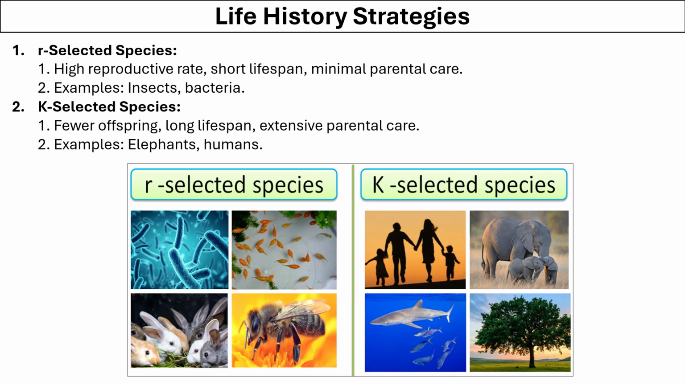The K-selected species are those that produce fewer offspring, for example human beings, but they have a longer lifespan and they have to give more parental care because there are only a few individuals they produce, so they want to make sure that they survive. For example, elephants, human beings.